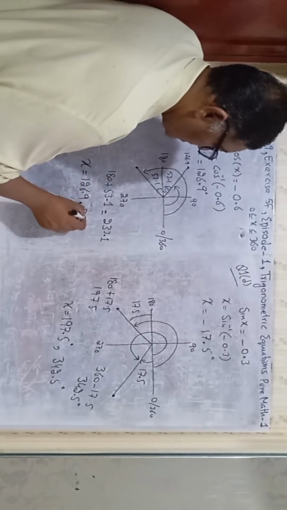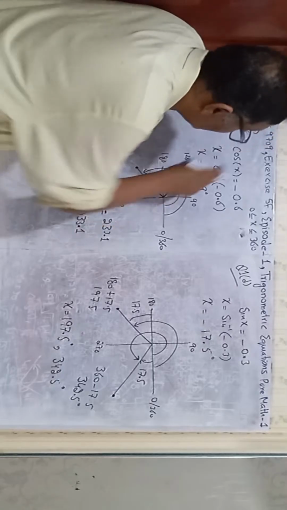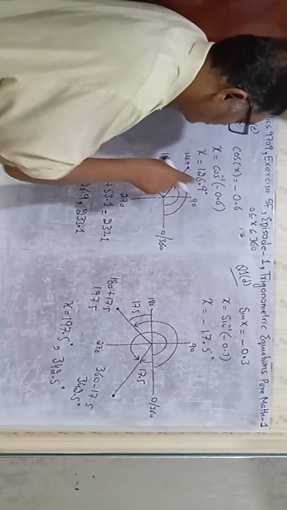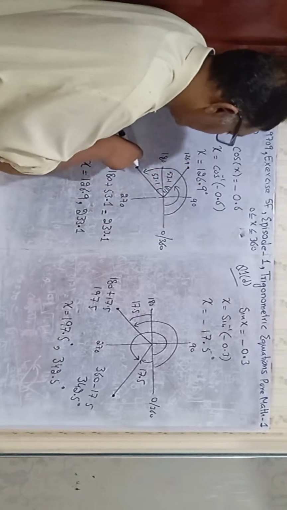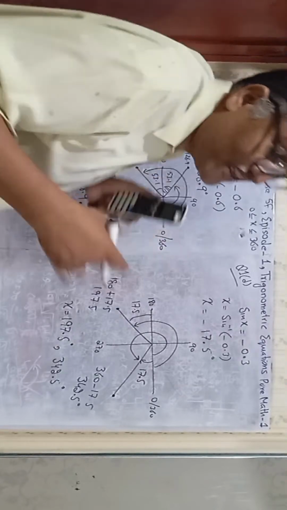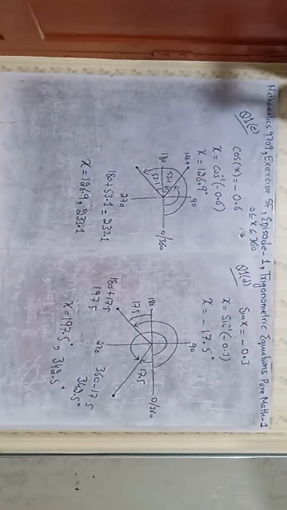The other answer is 233.1. Because cos x is negative, the angle is in the second quadrant and in the third quadrant. So when I did the cos inverse on my calculator, it gave me the angle in the second quadrant. From there, I found the base angle. Then with the help of that base angle, I found the angle in the third quadrant, because cos x is negative in the second quadrant and in the third quadrant, and I have to tell the x values from 0 to 360.